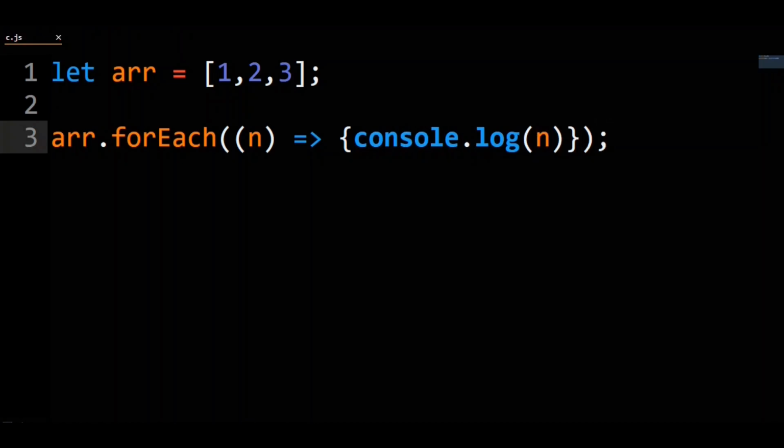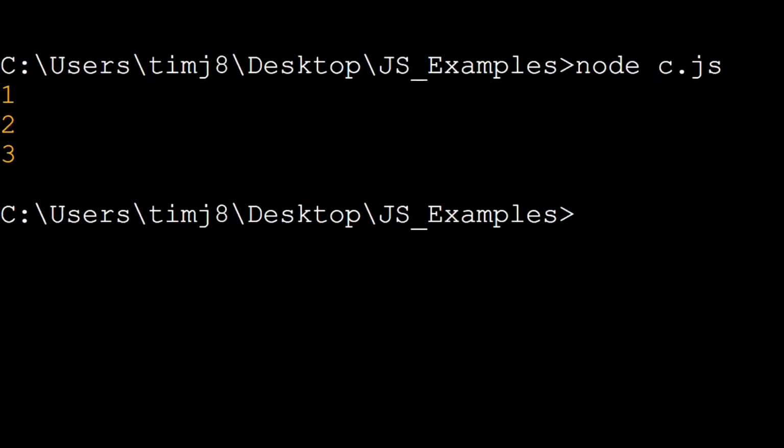It is an arrow function. I've done a video where I go into depth on arrow functions that I'll link to down in the description. For now, this line says on each element in r, console.log the element. If we run this code, you'll see 1, 2, and 3 printed out.